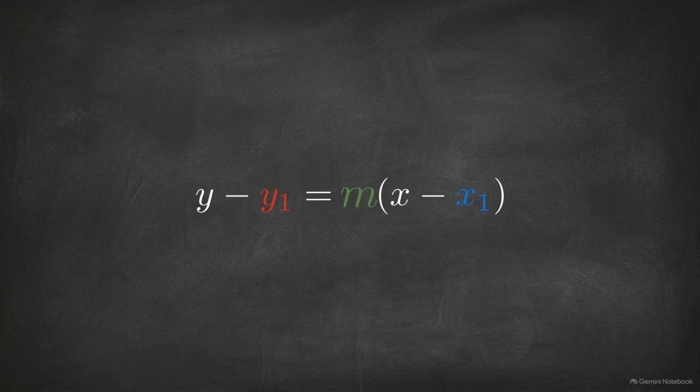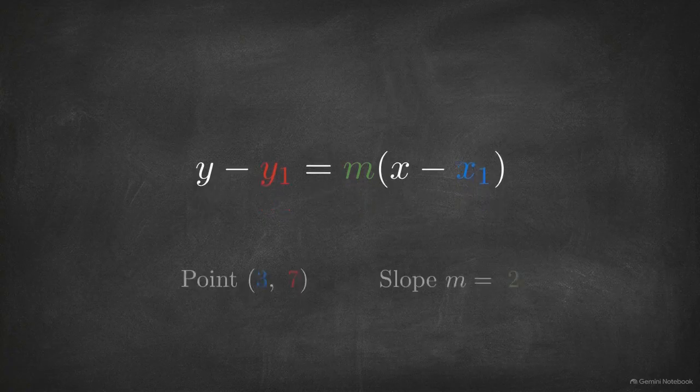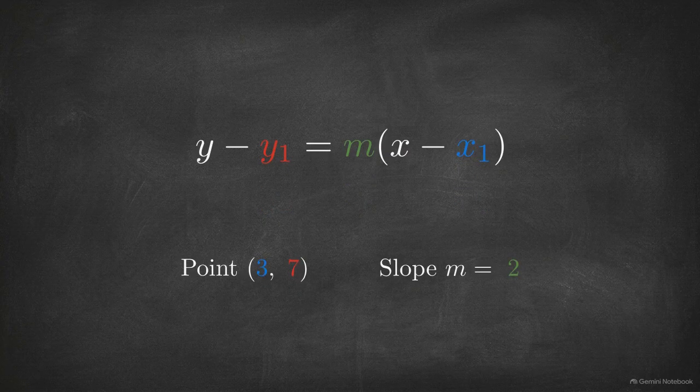Here is how it breaks down. The green m is your slope. The red and blue coordinates represent your known point. The plane x and y stay exactly as letters. Let's test this with a target.